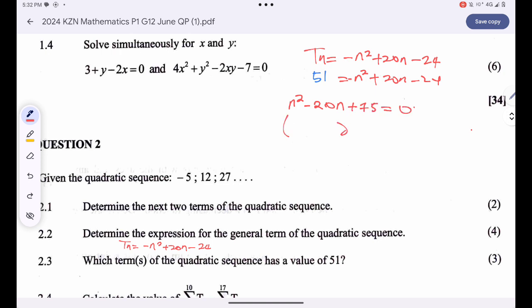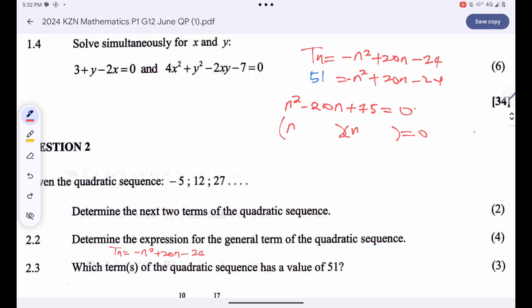So I'm looking for the factors of 75 that when I add will give me 20. I'm thinking of 15 and 5. 15 times 5, yeah. That's 15 and 5. The sign here is positive, so I'll have negative and negative there, taking the sign of the middle term. That means n is 15 and n is 5. Indeed, guys, we did say that the fifth term should be equal to 51, right?